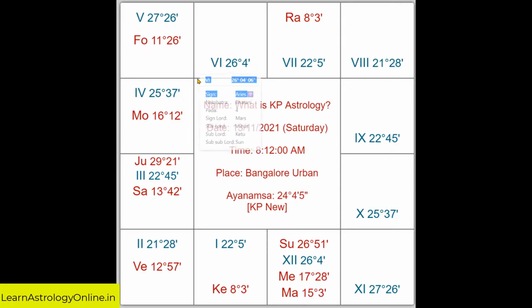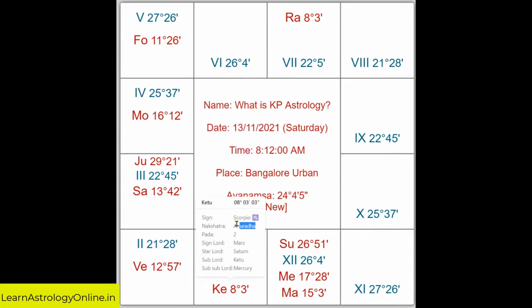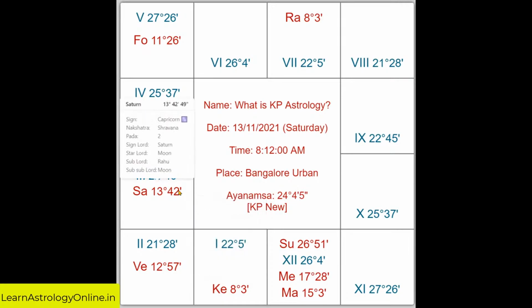Sixth bhava starts in Aries at 26:04. The sublord is Ketu, and Ketu is posited in Anuradha Nakshatra in Scorpio at 8:03:03. Anuradha Nakshatra is owned by Saturn, and Saturn is at 13 degrees 42 minutes in Capricorn. Now, does it mean that it is in the third bhava or in the second bhava? You have to observe this very carefully and learn this beautiful, simple concept in the Krishnamurti Paddhati system. Saturn is at 13 degrees 42 minutes. Third bhava starts in Capricorn at 22 degrees 45 minutes.